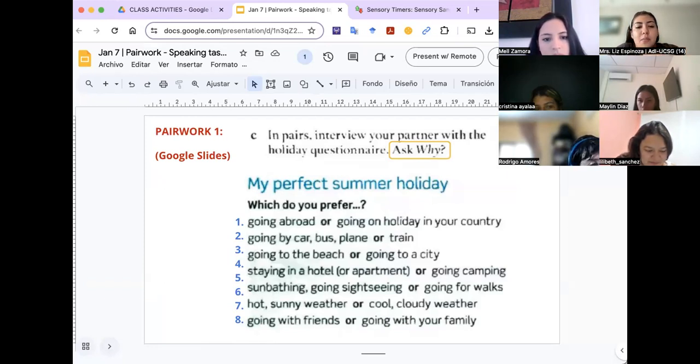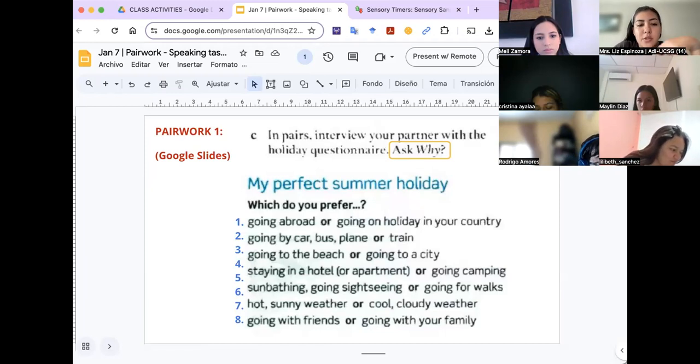I'm gonna do an example. So all the questions are about your perfect summer holiday, okay? So it says, which do you prefer? So let's imagine I ask Fabricio, which do you prefer, Fabricio? Let's imagine he's my partner, right? I'm going to work with him. So I asked, Fabricio, which do you prefer, going abroad or going on holiday in your country?